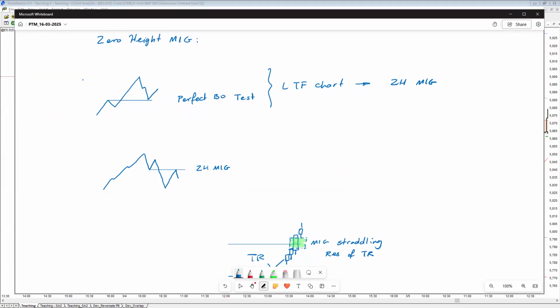The thing that I was trying to explain here was a zero height macro gap, which is basically a single test because there are only 3 bars, right? For a double top or a double bottom test, you probably need 4 bars. But a zero height macro gap, the minimum number of components in it is just 3 bars.